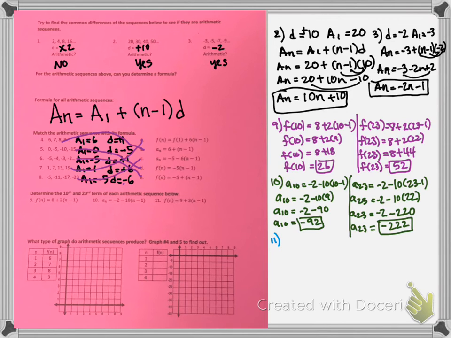And then let's do number 11. So we're going to figure out the 10th term. It's going to be equal to 9 plus 3 times the quantity 10 minus 1. So we have f at 10 is going to equal 9 plus 3 times 9. Keep solving, and we get 9 plus 27. And we get the 10th term, and this function is going to be 36.